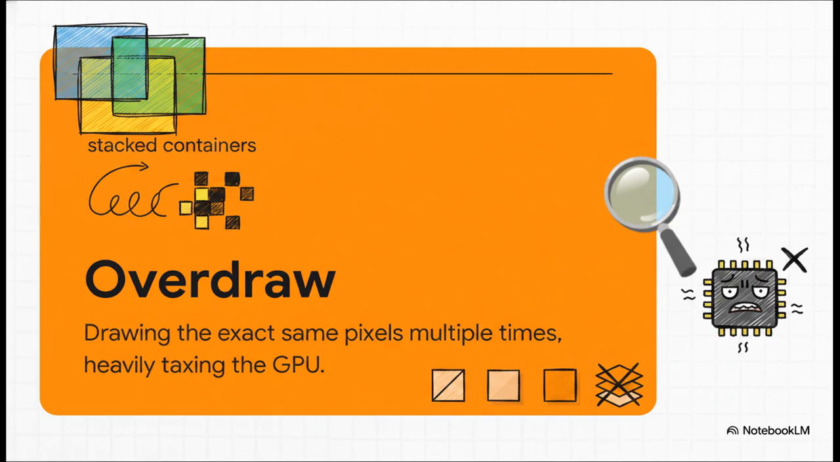Overdraw is exactly what it sounds like. It's when you draw the exact same pixels multiple times on the screen, which heavily taxes the GPU. Stacking containers with colors, gradients, shadows, and opacities feels harmless, but it really isn't. To give your poor GPU a break, avoid unnecessary opacity widgets, reduce how much you use shadows, and prefer using a simple colored box over a container when you just need a background color.